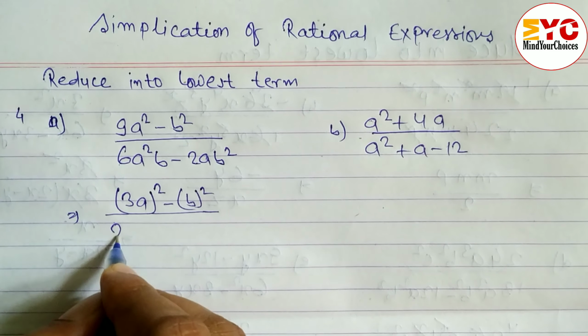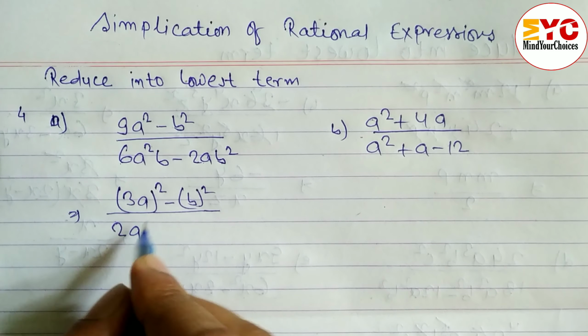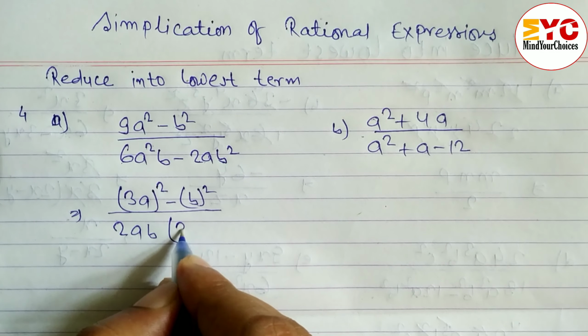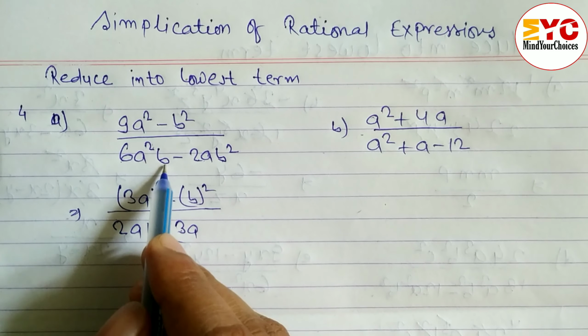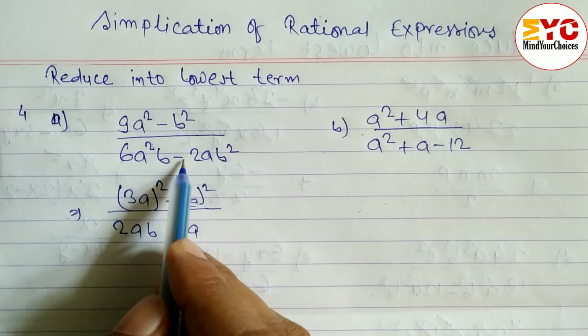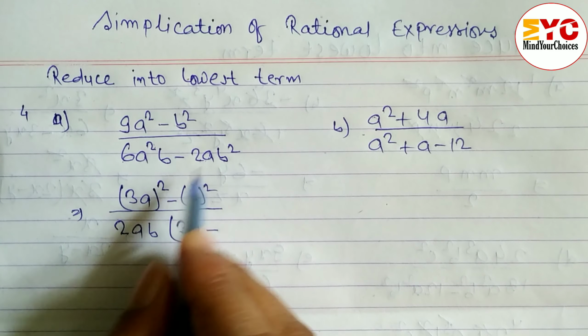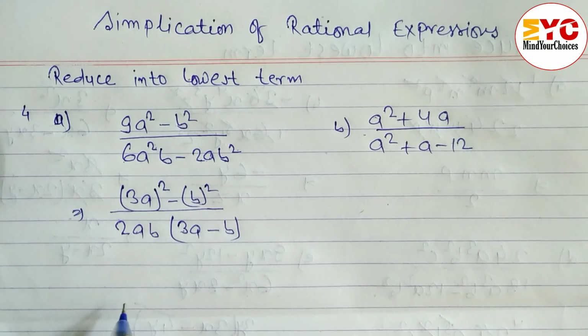2 and 6 common is 2. From a square and a common is a. B and b square common is b. So what is remaining here? 2 into which number will be 6? 2 3s are 6. From a square, a is common, so write a. B, which is already common, minus is here, minus write on. 2 already common here, a also common. From b square, b is common, so remaining b. Hope you understand up to here.